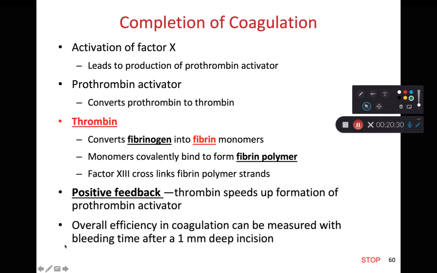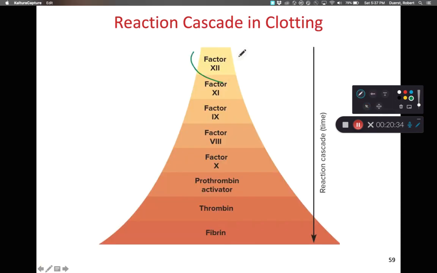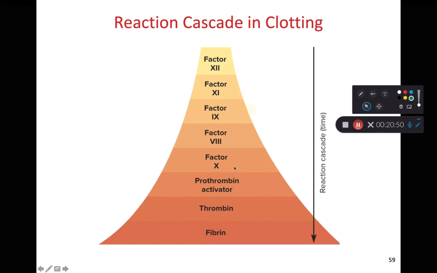So here is our cascade in order. We go from factor 12 to 11 to 9 to 8, back up to 10, then from prothrombin activator to the thrombin, and from thrombin to fibrin, and then the fibrin does the coagulating itself.